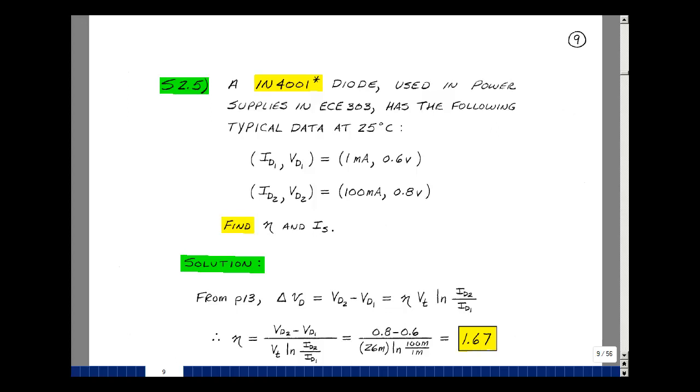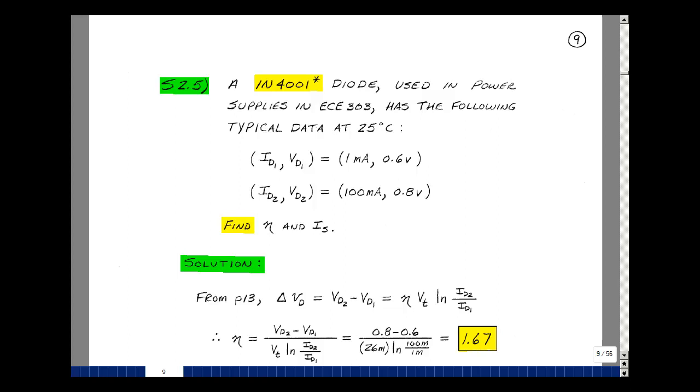This lesson deals with Supplemental Problem 2.5. You can find this problem in the ECE302 ebook in the Chapter 2 Supplemental Problems at page 9. Let's look at an actual diode. The 1N4001 is a diode that we use in the 303 lab.